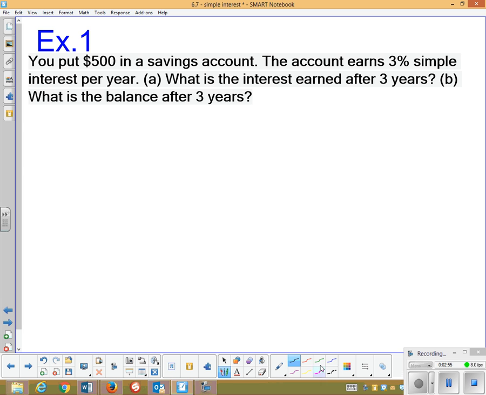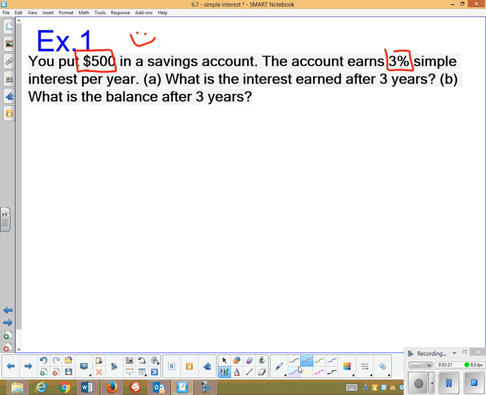Example 1, it says here, you put 500 in a savings account. So it looks like you're saving money. So this looks like a good interest. And it says the account earns 3% simple interest. So you're going to get money for putting money in the bank. So 500, good interest. And you're getting a 3% rate. What is A, the interest earned after 3 years, and B, what is the balance after 3 years?